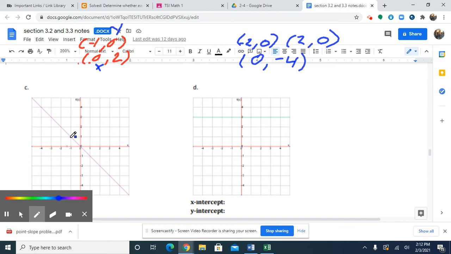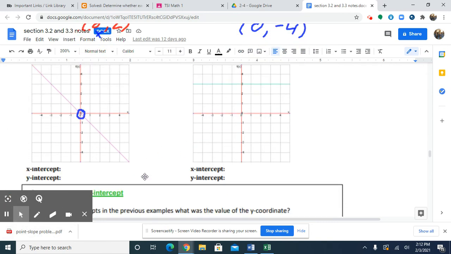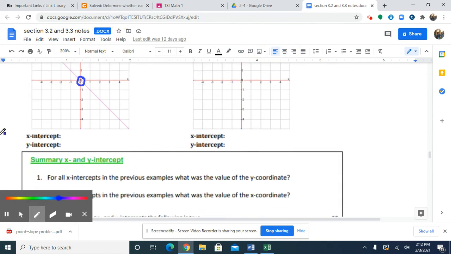Now looking at something like this, if you notice, we don't actually have something that's very clear. It actually goes through the origin. So in this situation, our line actually crosses the x-intercept at (0, 0), but it also crosses the y-intercept at the same place. So (0, 0) would be both the x and the y-intercept.